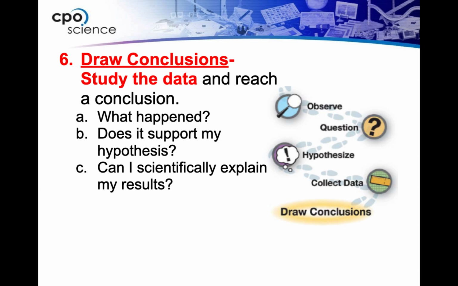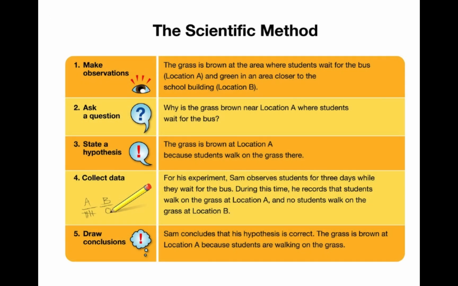All right, what happened? Then you also say in your conclusion, does it support my hypothesis? My hypothesis is supported because, or my hypothesis is not supported because. Can you scientifically then explain your results? After this, sometimes too, this will lead you to other questions. So after that conclusion, maybe it draws you back to the beginning, and that's part of the scientific process. We are always learning. That's why science textbooks don't last that long, because we are constantly learning new things as human beings. So we can move on to the next part.